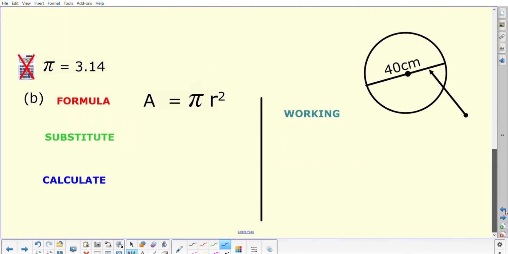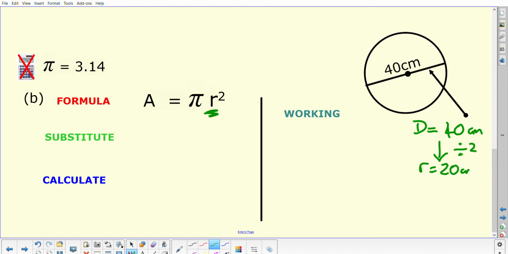The second part of that question was to calculate the area. You begin by writing down the area formula, and the area formula is pi r squared. So clearly we need the radius measurement, and as I've previously said, the diameter is 40 centimetres, the measurement you've been given. But we need the radius in this formula. So we need to first of all halve that diameter number, and we get that the radius is 20, and it's the radius that we use.